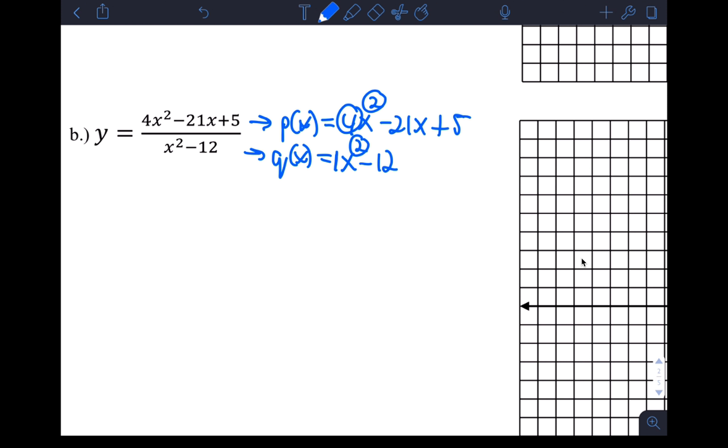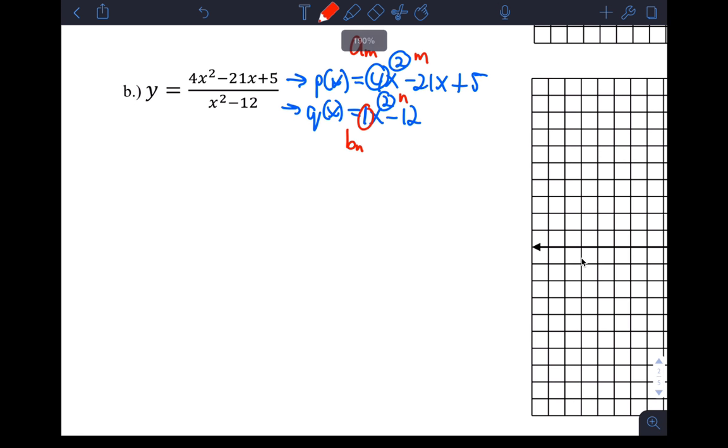Let me label these in different colors. So this is a, this is m, this is n, this is a sub m, and this number right here is b sub n. Okay, and if you have all that, then you know really what to do. You have the steps, you have all the information you need.